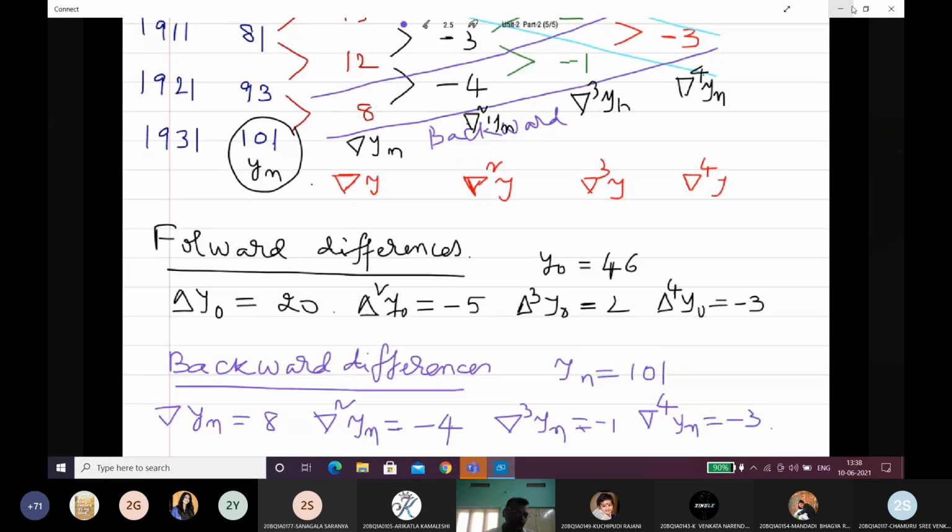Right? Now to find the first one, we use the forward difference table, and to find the second one, we use the backward difference table. Okay, now shall I move the page?